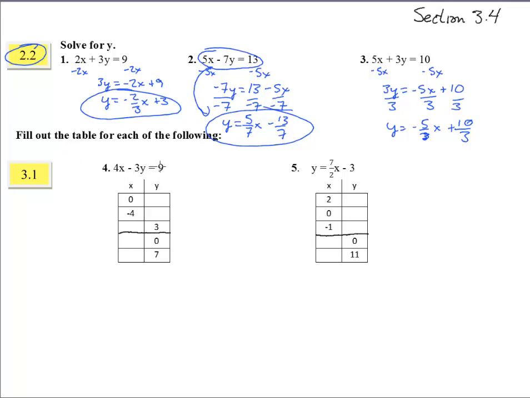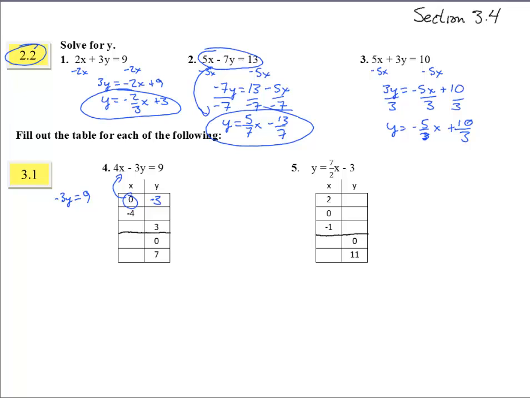4x minus 3y equals 9. What happens when x is 0? Now remember, this side of the chart will go in for x right there, so we get 0 minus 3y equals 9, and when we divide both sides by a negative 3, we'll get y as a negative 3.